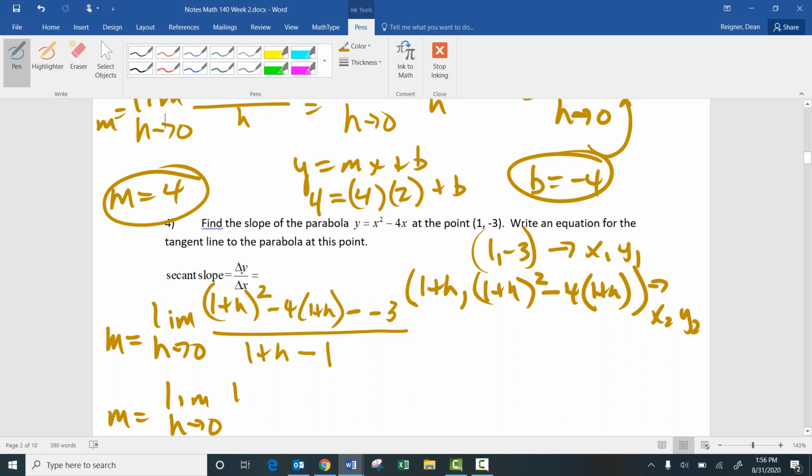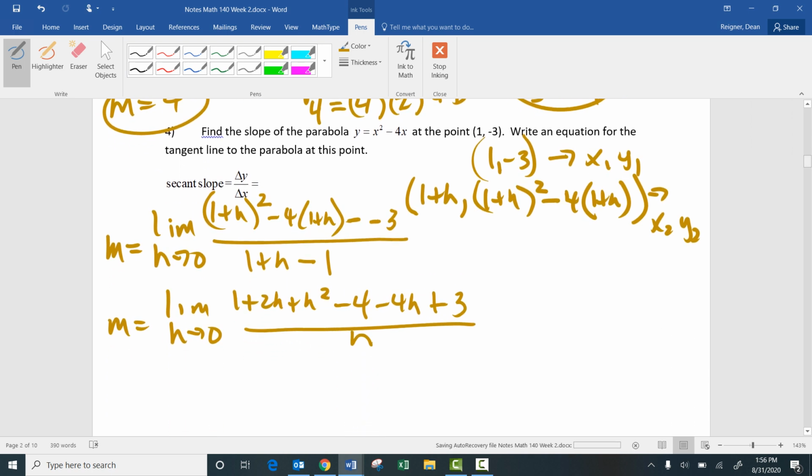So the top you simplify, 1 plus 2h plus h squared minus 4 minus 4h plus 3 over the bottom. When you simplified, you see we got an h again on the bottom, which is what we should get. Don't forget to keep writing this limit. So now we simplify the limit as h goes to 0. So we have h squared minus 2h.